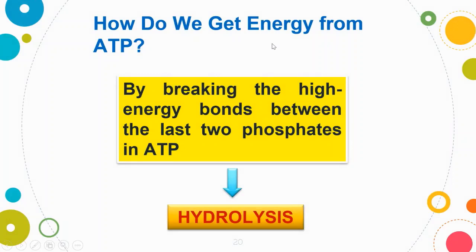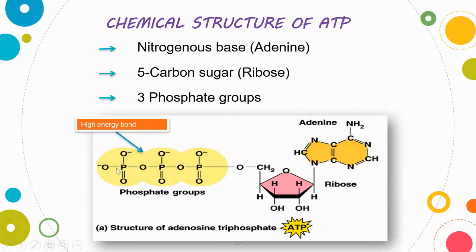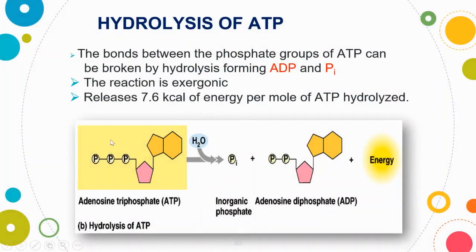So how do we get energy from ATP? By breaking the high energy bond between the last two phosphates in ATP through the hydrolysis process. So this is the bond that will break during the hydrolysis process. Hydrolysis must involve the addition of water. So the ATP, adenosine triphosphate, initially has 3 phosphates. Once it undergoes hydrolysis, the chemical bond between the last two phosphates breaks down and then causes release of ADP and inorganic phosphate.